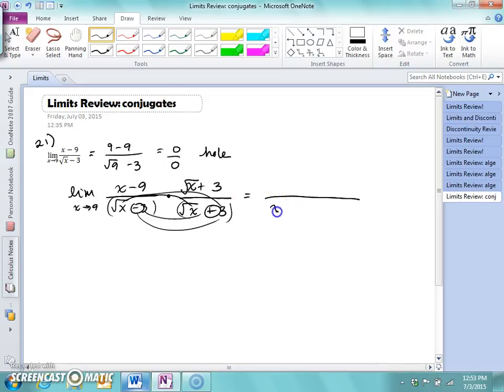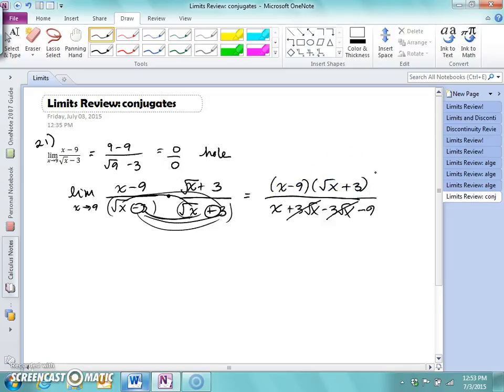Root x times root x is x. Root x times 3 is plus 3 root x. Negative 3 times root x is minus 3 root x. And negative 3 times 3 is minus 9. So very conveniently, plus 3 root x minus 3 root x cancels. That was the whole point, because now the square root's gone in the denominator. In the numerator, I have x minus 9 times root x plus 3.